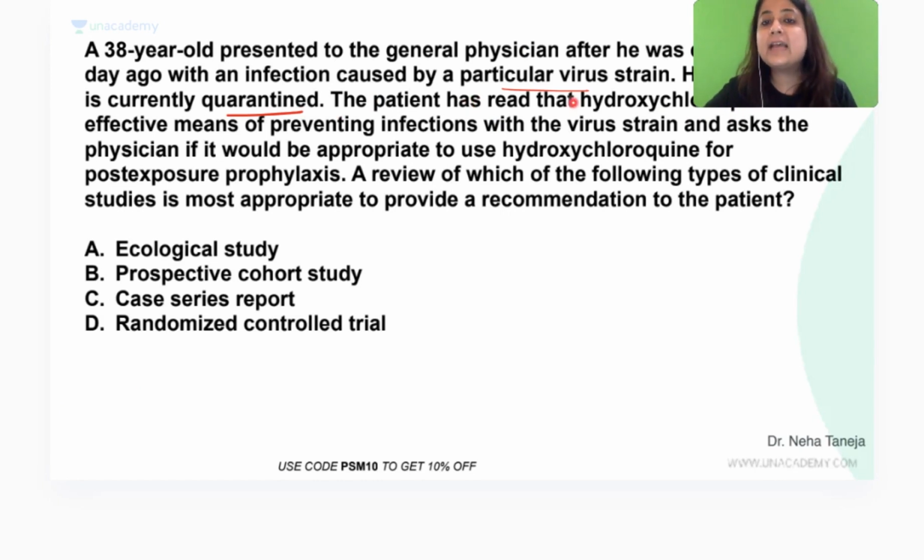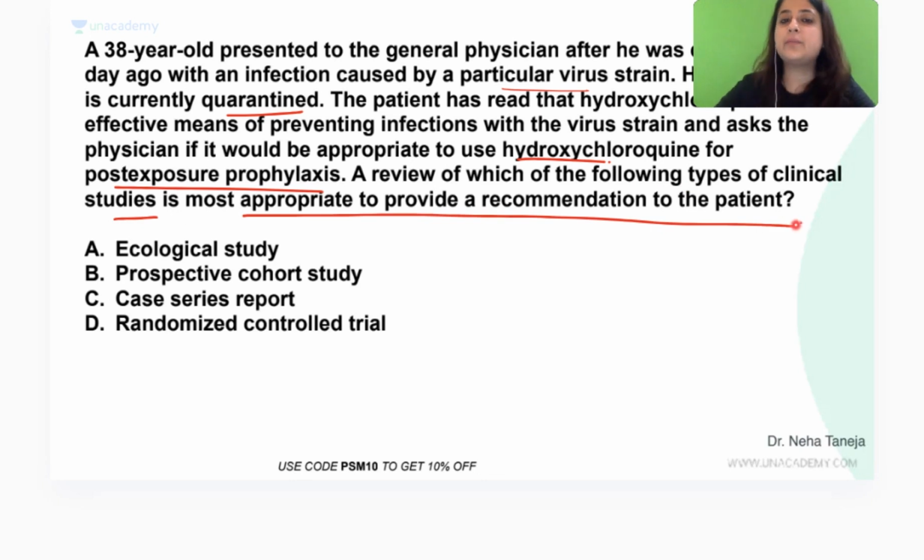Chalo. The patient has read that hydroxychloroquine is an effective means of preventing infections with the virus strain and asks the physician if it would be appropriate to use hydroxychloroquine for post-exposure prophylaxis. A review of which of the following types of clinical studies is most appropriate to provide a recommendation to the patient. So what has happened in this question? Can you figure out all the questions?